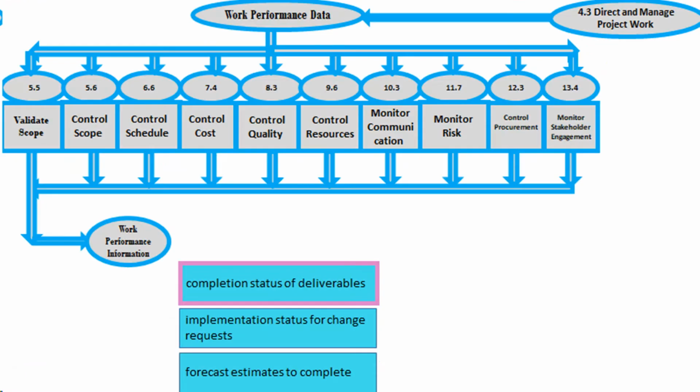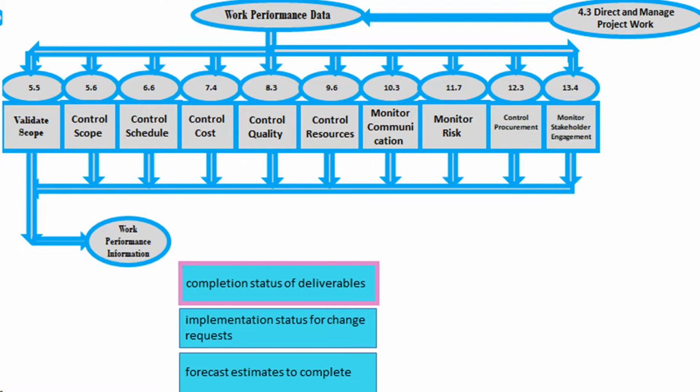Incorrect. Work performance information. Work performance data is gathered through work execution and passed to the controlling processes. To become work performance information, the work performance data are compared with the project management plan components, project documents, and other project variables. This comparison indicates how the project is performing. Specific work performance metrics for scope, schedule, budget, and quality are defined at the start of the project as part of the project management plan.